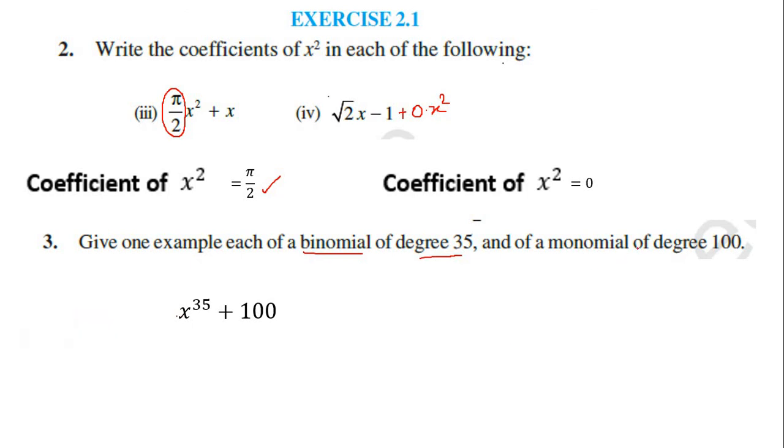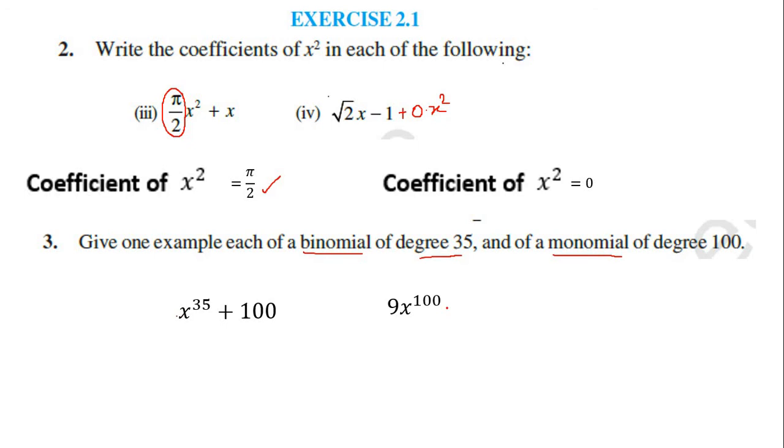In a similar way, a monomial is a polynomial with one term. So with the degree 100, you need to take a variable term whose exponent should be 100, so I have written 9x to the power 100. You can write any other, 10x to the power 100, or x to the power 100 only. So you need to write a monomial, which means only one term. You have to use one term for the polynomial.